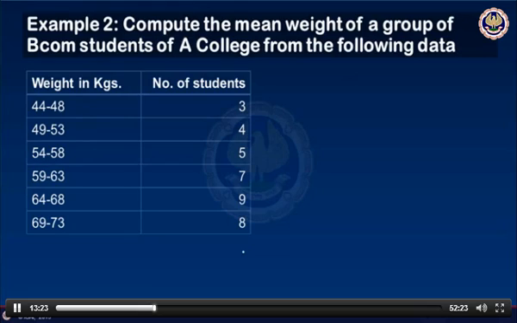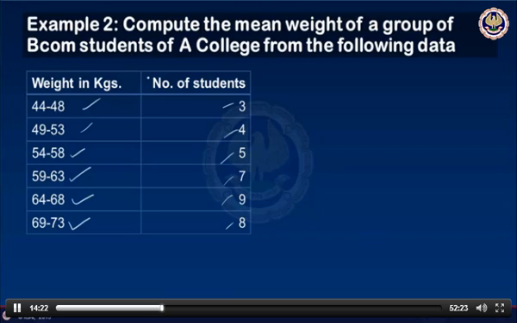Now we are going to compute the mean weight of a group of BCom students of a college from the following data. If you look at this series, which is a frequency series, the weight in kgs is given as 44 to 48, 49 to 53 kgs, 54 to 58 kgs, 59 to 63 kgs, 64 to 68 kgs, 69 to 73. The respective number of students are also given here. This is the example in the case of a grouped series, with class intervals and number of students given.